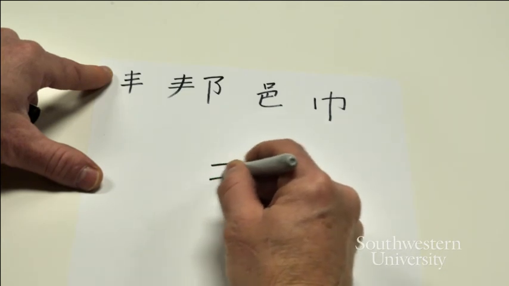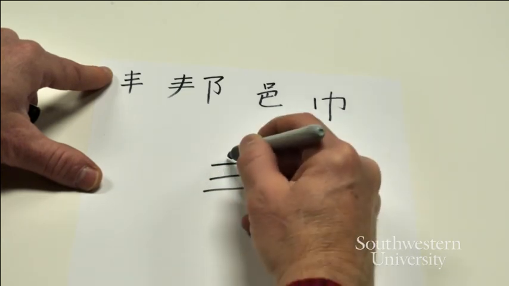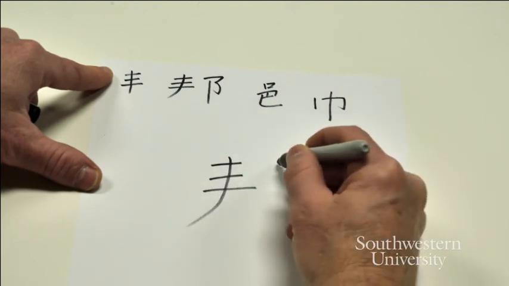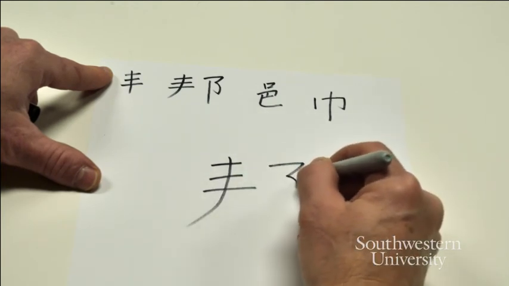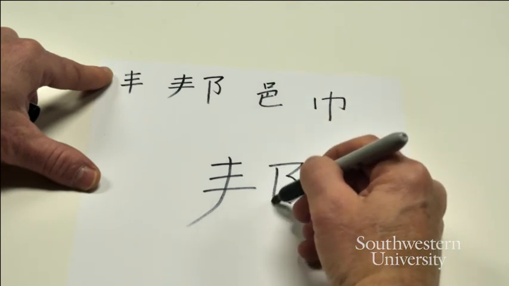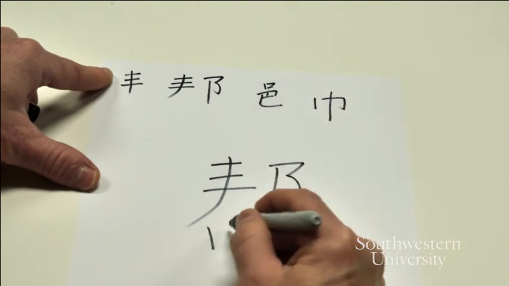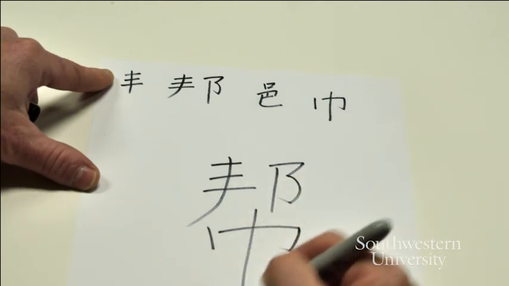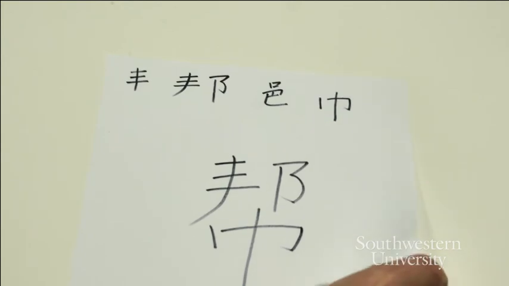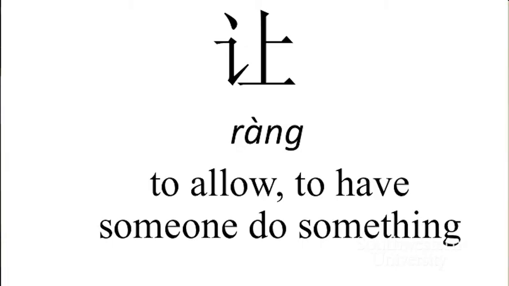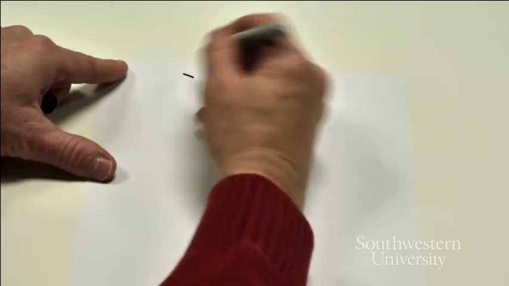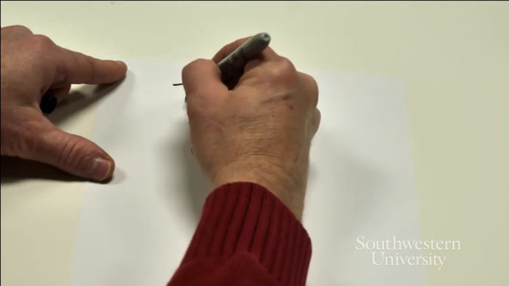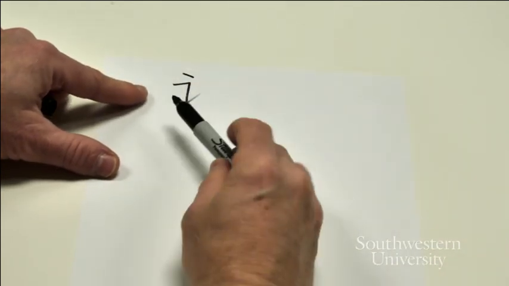Hung, hung, hung, pie, hung, zhe, wan, go, shu, dian, hung, zhe, go, shu. Bong, to help someone out. Rang, to allow someone to do something or to have someone do something. Those are not related meanings, but they use the same character, and you've only learned one meaning so far.